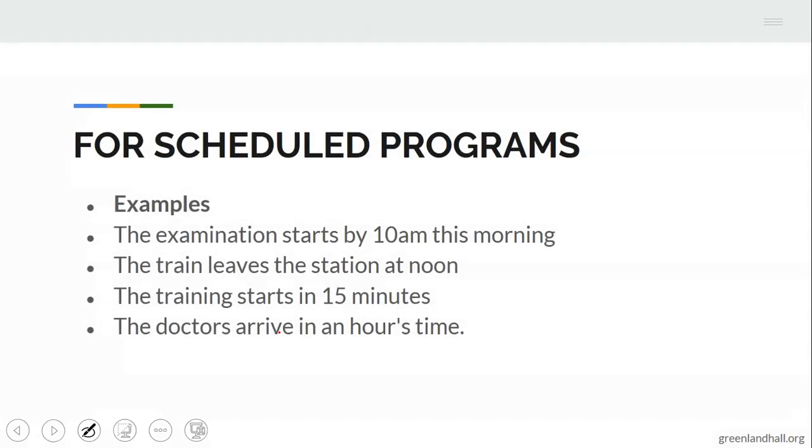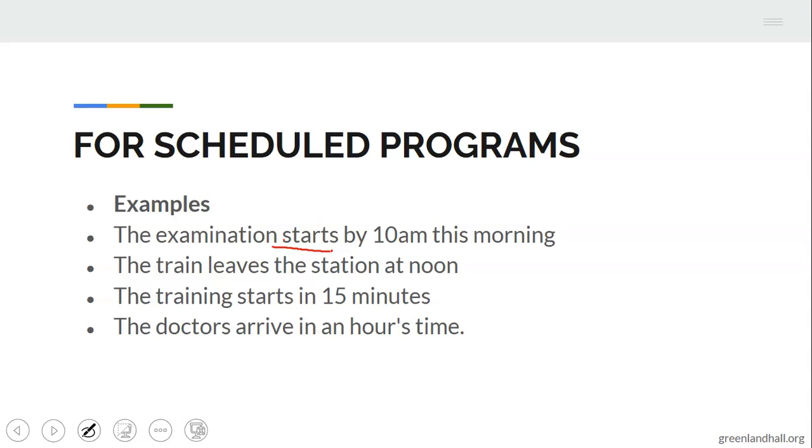And then for scheduled programs, something that you have already pre-arranged, you use the simple present tense. For example, the examination starts by 10 a.m. this morning. It's not yet 10 a.m. and you know the examination is going to start by 10 a.m. in the morning, so you use the simple present tense.